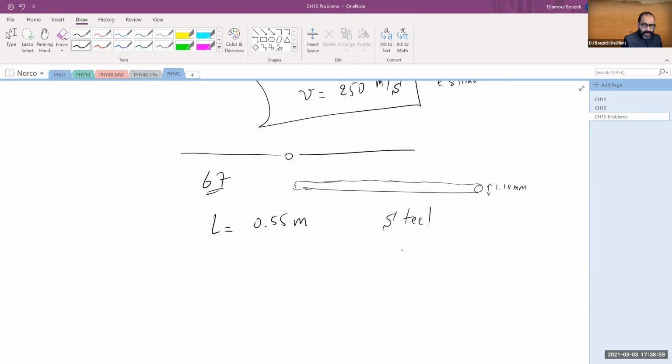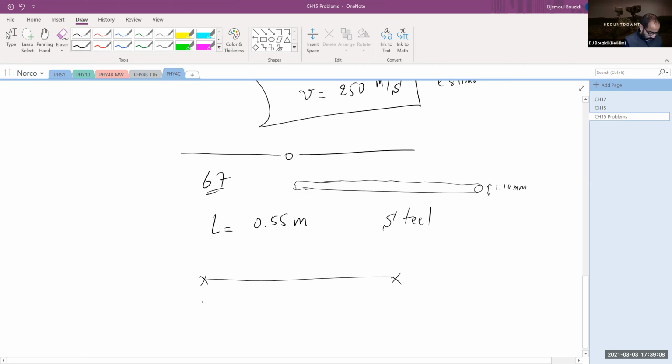It's fixed at both ends, again, so it's like a wire basically fixed from one end to the other end, okay? To what tension must it be adjusted? So we need the tension F. That is, to what tension? They are asking for the tension in the string F, okay?